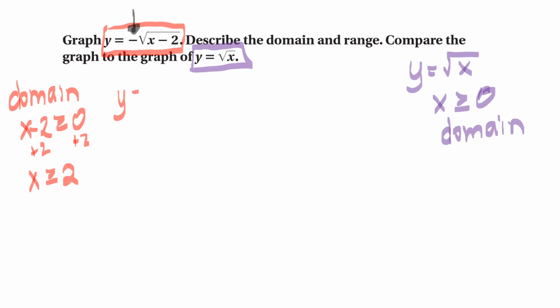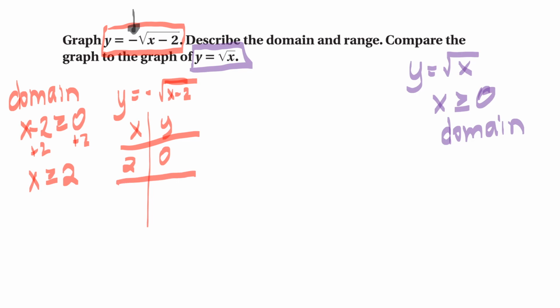So I'm going to start with my table of values for my red graph. So y equals the opposite of the square root of x minus 2. And I'm going to be strategic again with what numbers I choose. I'm going to start with 2. So 2 minus 2 is 0. The opposite of 0 is 0. Now I want a perfect square, so I'm going to do 6 because 6 minus 2 is 4. The square root of 4 is 2. And the opposite of 2 is negative 2.